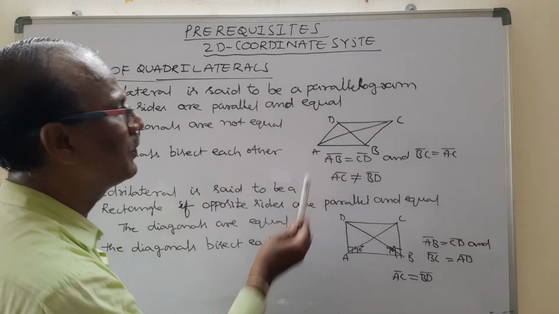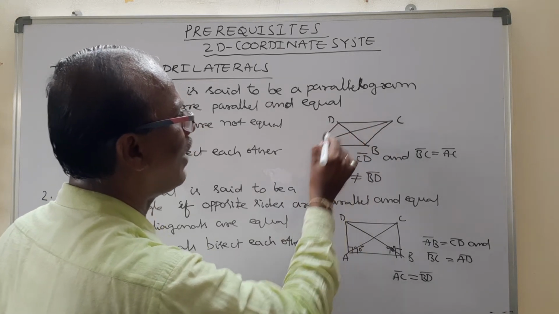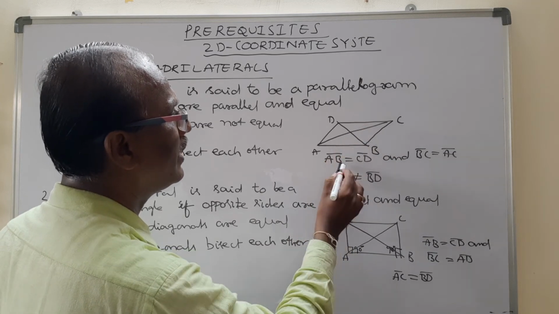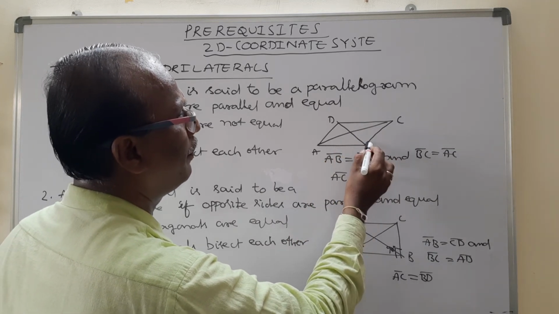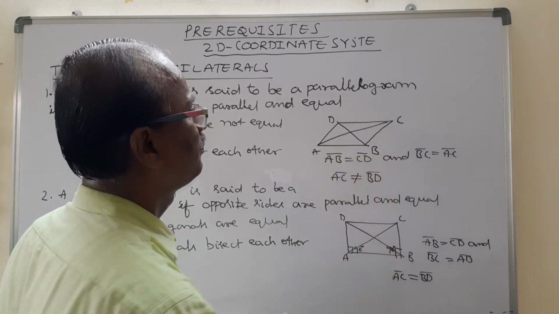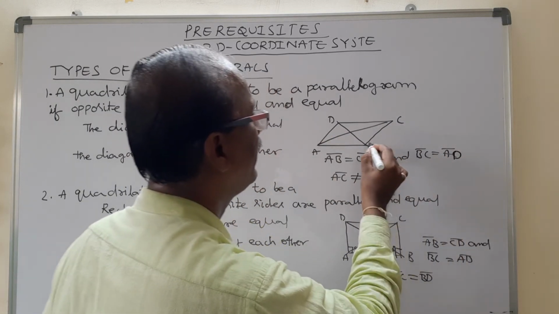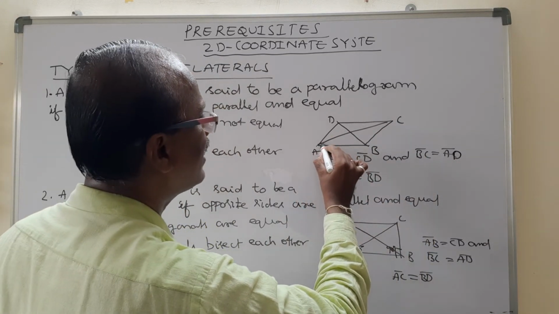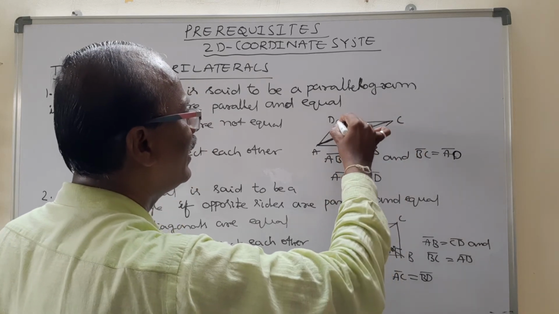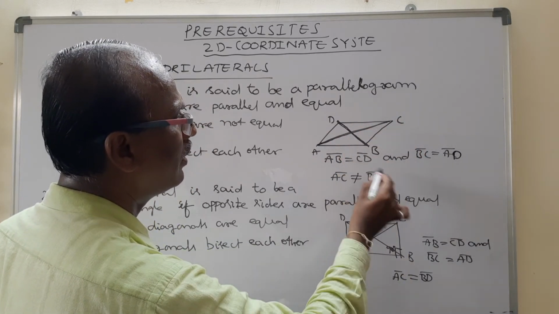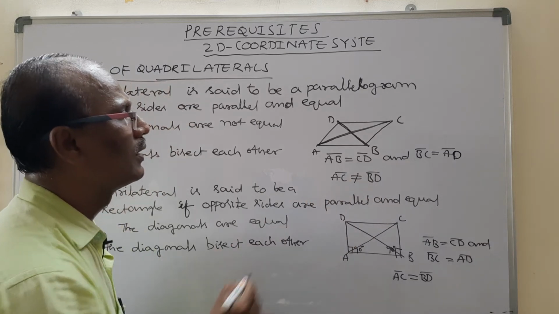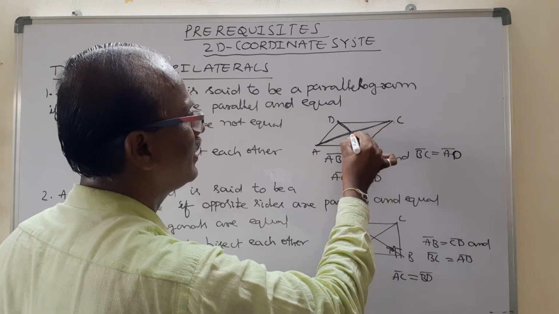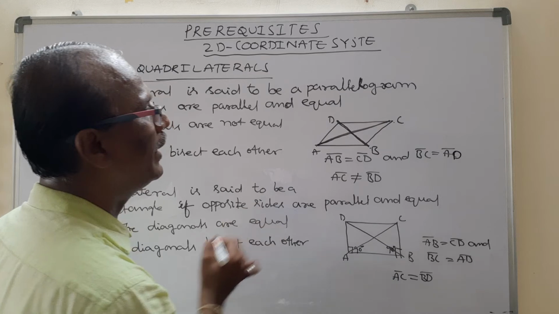By observing the diagram, here ABCD is a parallelogram. Opposite sides are parallel: AB and CD, and BC and AD. These are equal, BC and AD. And diagonals, here AC is one diagonal and BD is the other diagonal. These are not equal. Here the diagonals bisect each other. That means the midpoint of AC is the same as the midpoint of BD.